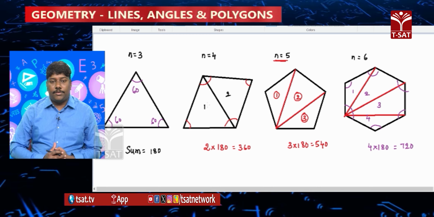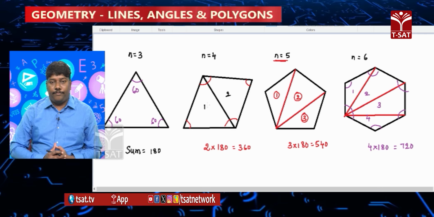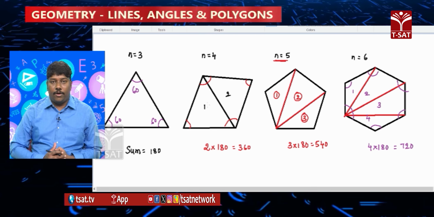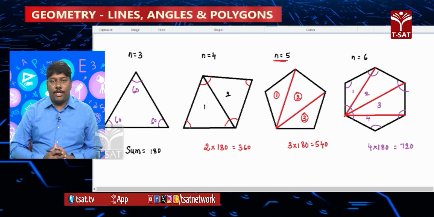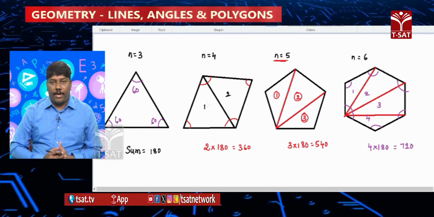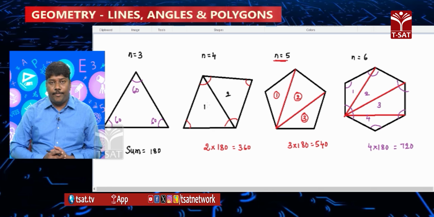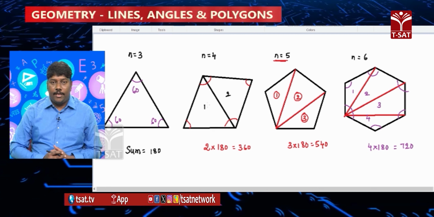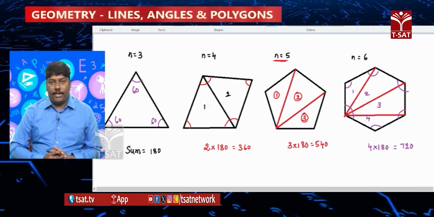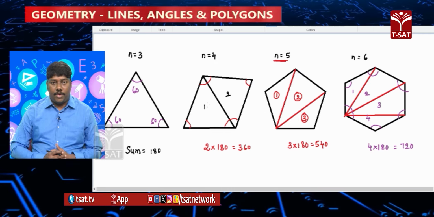In the case of a pentagon, the interior angle sum is 540. If it is a regular pentagon, all sides and all angles are equal. 540 divided by 5, you get 108. So the same is the case with an n-sided polygon. Each angle is (n minus 2) into 180 divided by n.